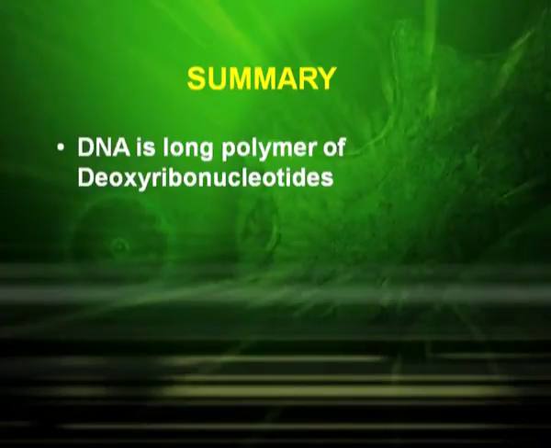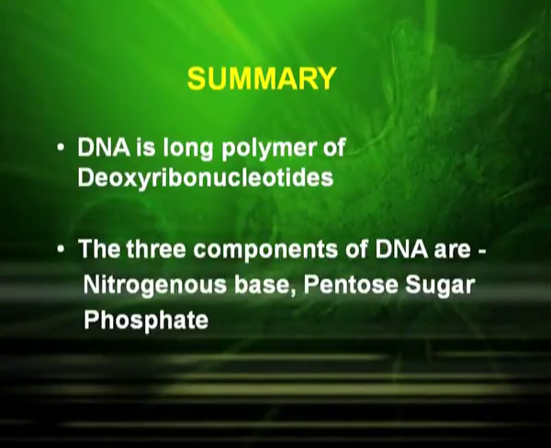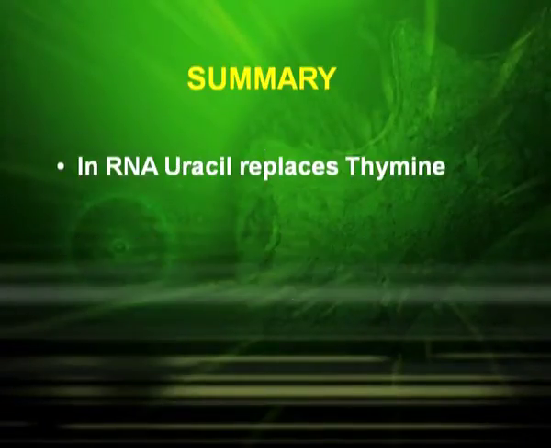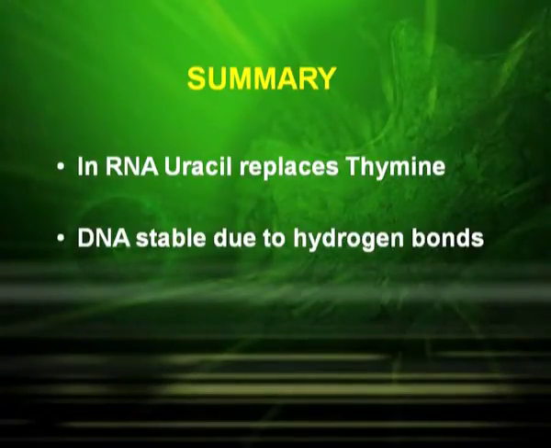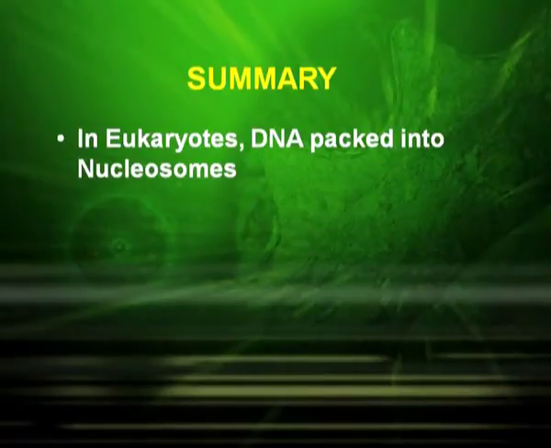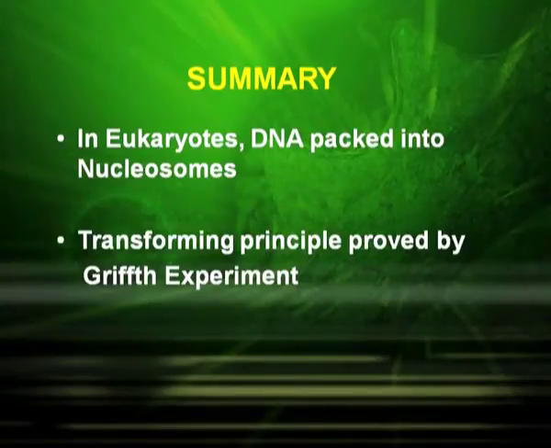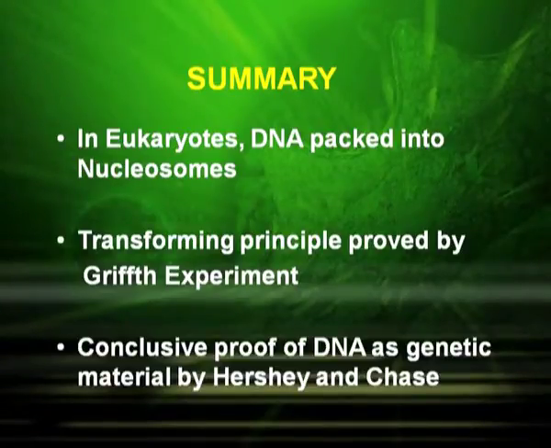Now, let us see the summary of the experiment. The DNA is a long polymer of deoxyribonucleotides. The three components of DNA are nitrogenous base, pentose sugar, and phosphate. In RNA, uracil replaces thymine. The DNA is stable due to hydrogen bonds. In eukaryotes, DNA is packed into nucleosomes. The transforming principle was proved by Griffith's experiment, and the conclusive proof of DNA as genetic material by Hershey and Chase. Now, you can check your understanding by the following questions.